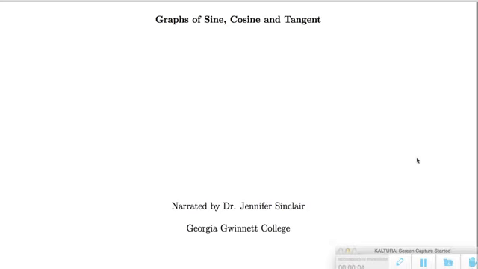Talking about the graphs of sine, cosine, and tangent. So the first thing we're going to do is actually draw a graph of sine of x.